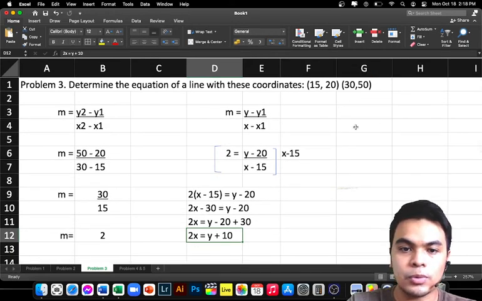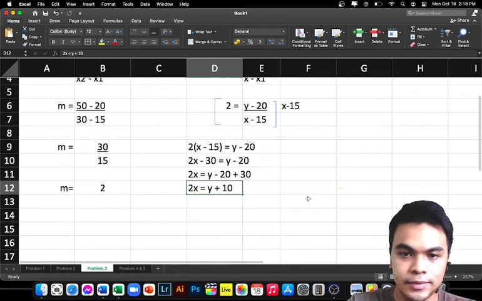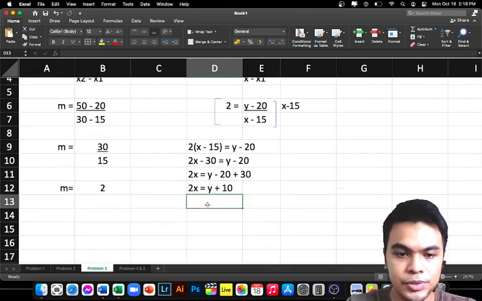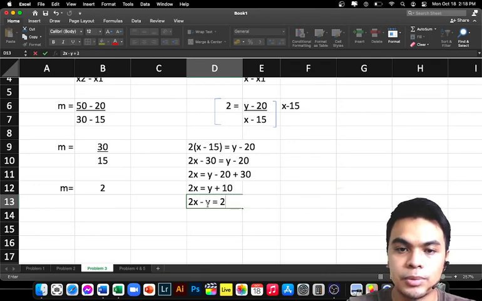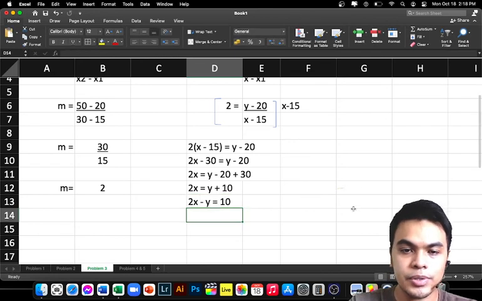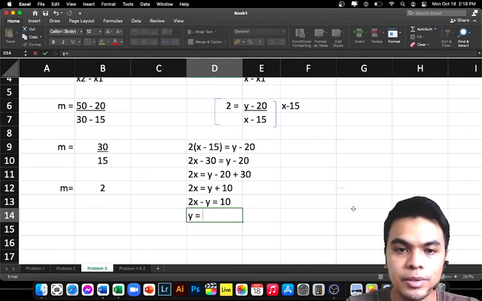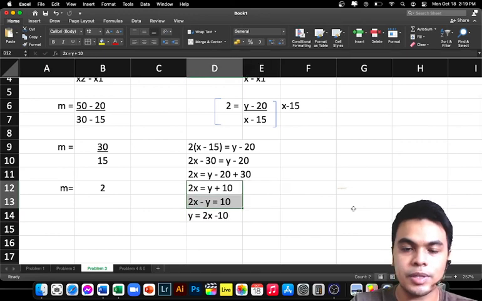using these two coordinates. So we can either use different equations. It can be 2x minus y is equal to 10, or we can use the y-intercept form. We have y is equal to 2x minus 10. Yeah. So all of these equations are the same.